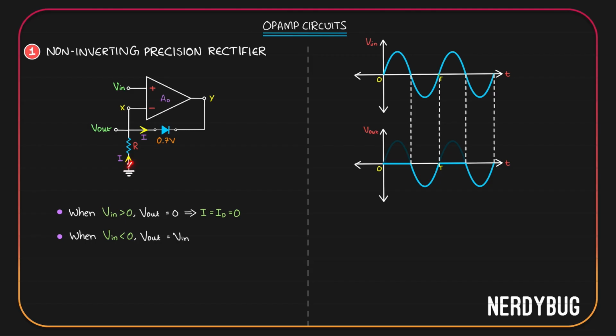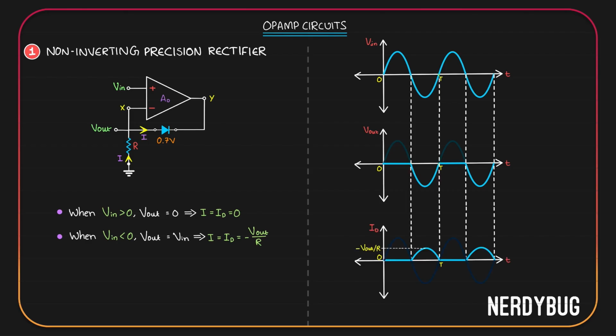Resistor will have 0 potential here and V in here. So the current through it will be 0 minus V in divided by R, or negative V out by R. If we plot it on a graph, this is how it will look like. For the negative half cycles, output is negative. That is why negative V out by R becomes positive. Current is positive because we took the right direction.